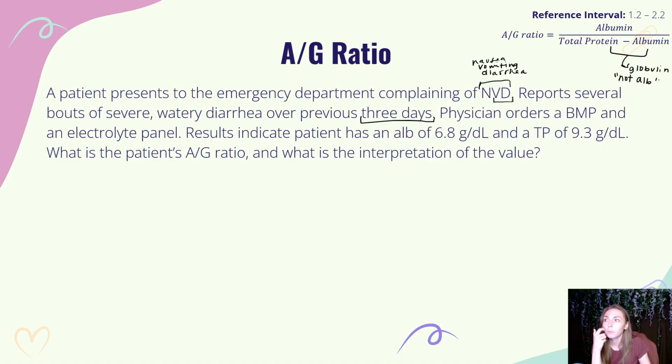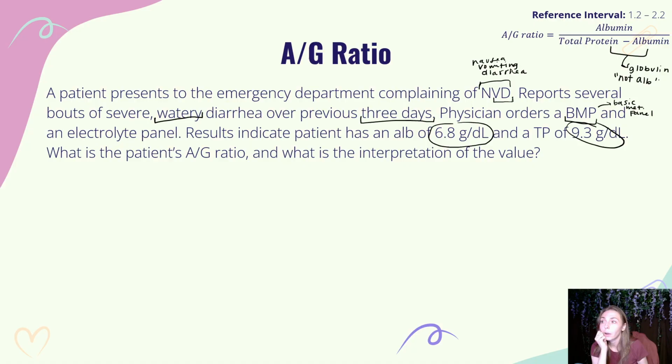Okay. Patient reports several bouts of severe, again, watery, important that it's watery, diarrhea over the previous 3 days. Physician orders a BMP, which is a basic metabolic panel, and an electrolyte panel. Results indicate that the patient has an albumin of 6.8 grams per deciliter and a total protein of 9.3 grams per deciliter. So we're just going to go ahead and circle those so that I can quickly see them. 6.8 and 9.3. What is the patient's AG ratio and what is the interpretation of the value?